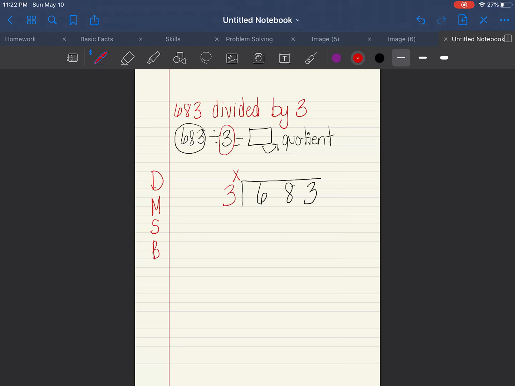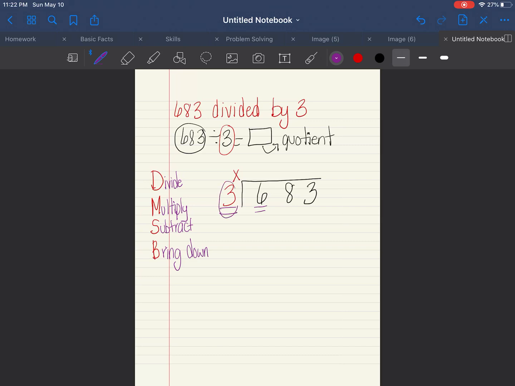Remember, when we're doing long division, we follow the steps: divide, multiply, subtract, bring down. You can also think about, does McDonald's sell burgers? Or dad, mom, sister, baby, brother? Or dirty monkeys smell bad? To help you remember those steps, remember it's divide, multiply, subtract, and bring down.